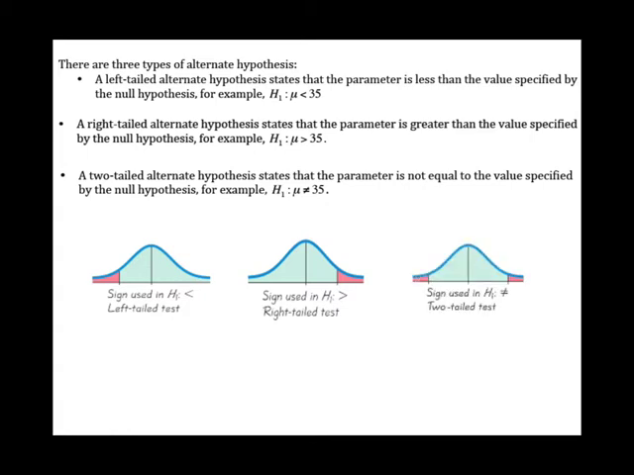You have to know which tail test you're working on. It all depends on your alternate hypothesis. Alternate hypothesis strictly less than, that'll be the left tail. Strictly greater than, that'll be the right tail. If it's not equal to, that'll be the two tails.